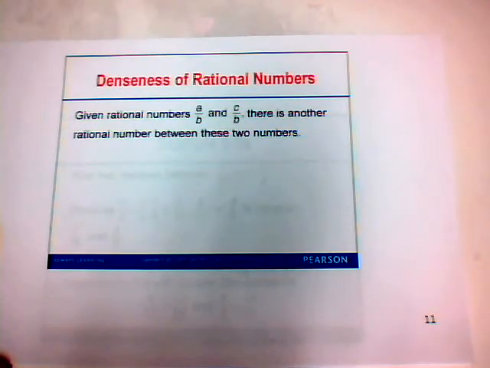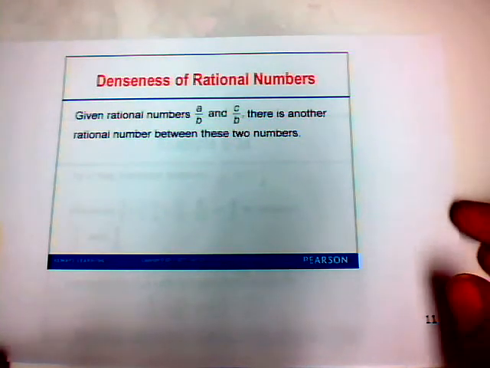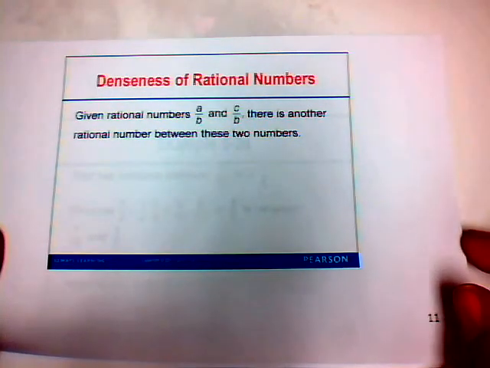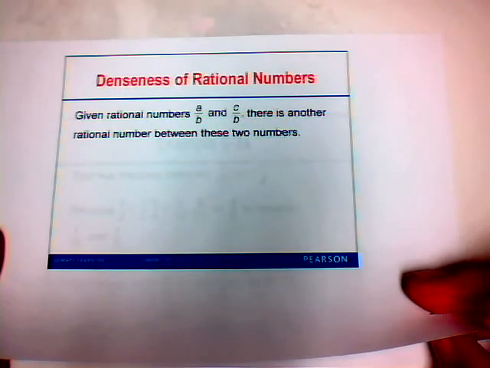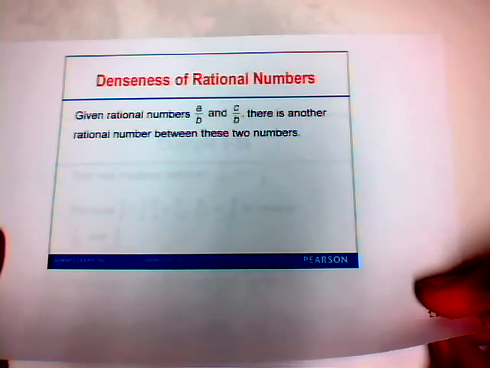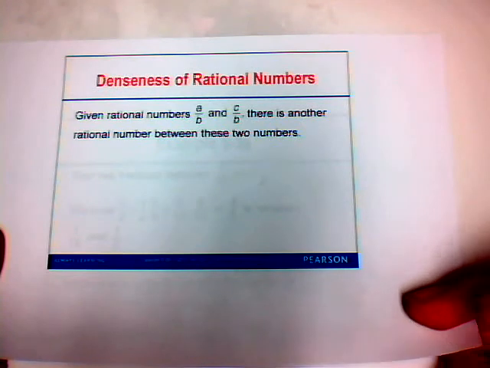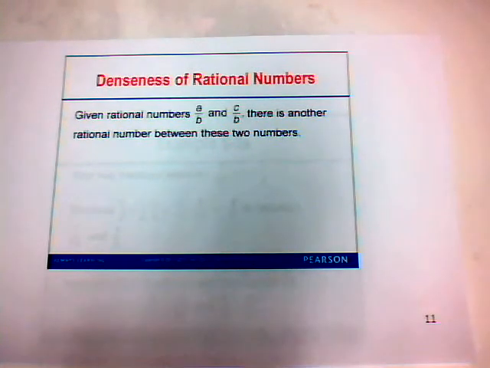Okay, let's look at denseness of rational numbers. You're given rational numbers a over b and c over b, which means there is another rational number between these two numbers. Okay, so if you're given two fractions, we can find a rational number that is going to be between those two numbers.